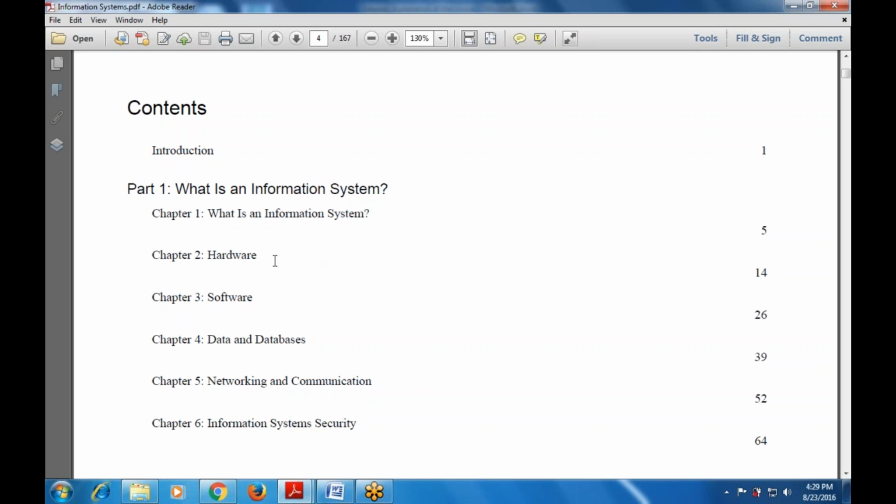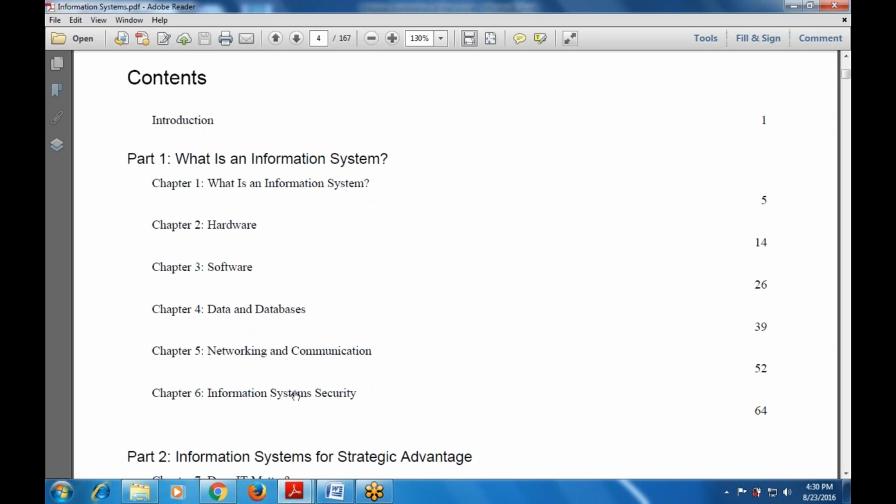The next one is hardware. Chapter number 2 is hardware. What are the various hardware concepts? And chapter number 3 is software. What are the various software concepts? Then chapter number 4 is data and databases. What are the various data and databases used in the information system? Then networking and communication. How we can use the networking and what is the communication? Then information system security. What are the various security concerns, known as information security concerns?